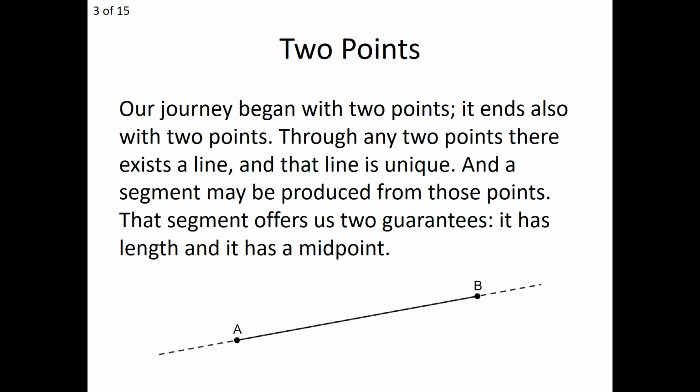So, through any 2 points, there's just a line. That line is, in fact, unique. And from that line, we then also may produce a segment. Now, there are 2 guarantees that we learned about segments. Every segment has a length, and every segment has a midpoint. We're going to carry these ideas into our analytic or coordinate approach when discussing these 2 points.